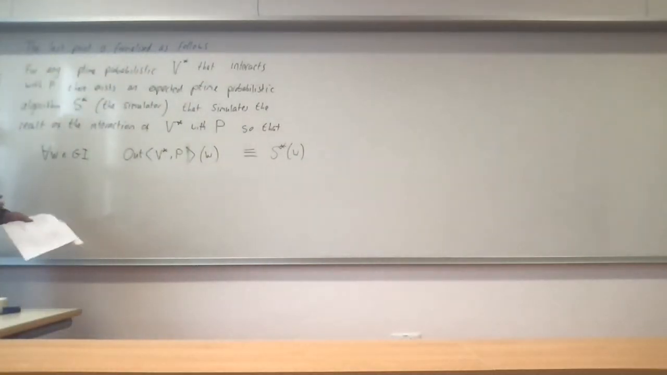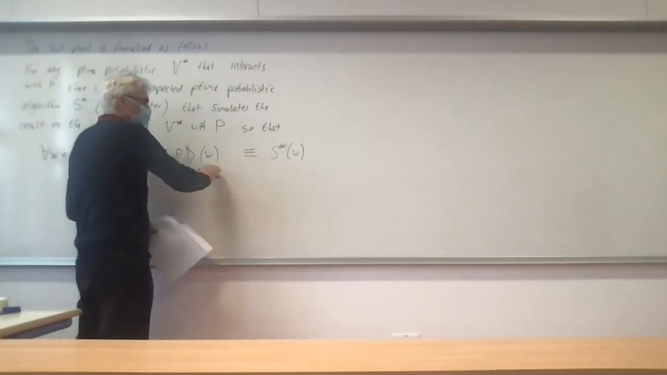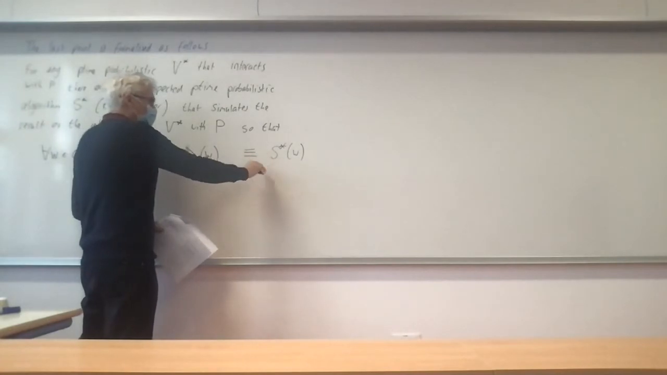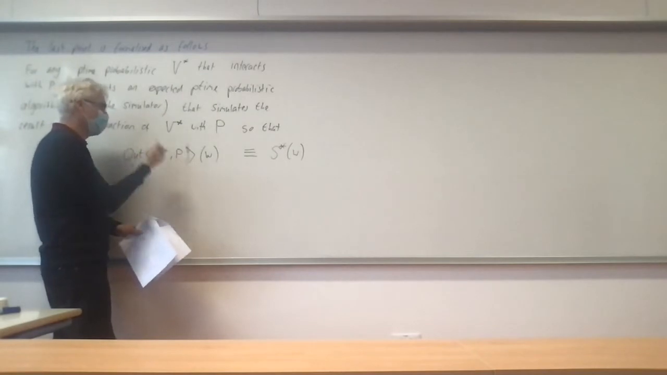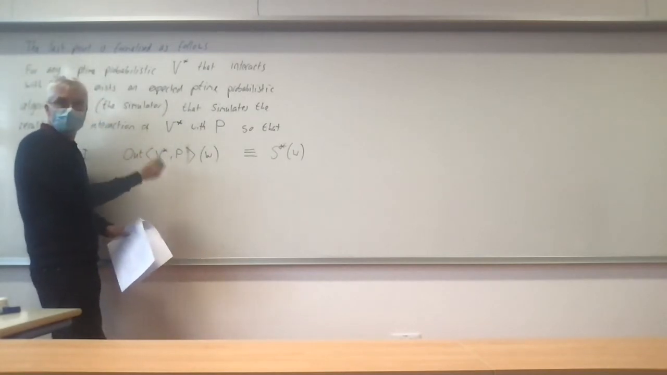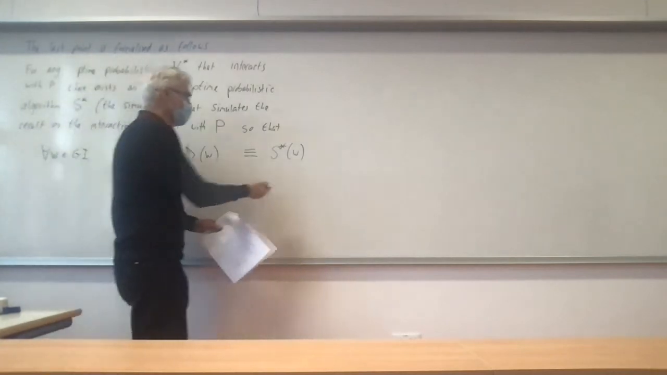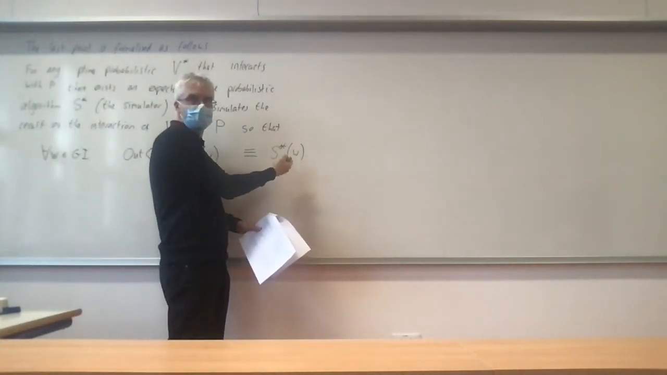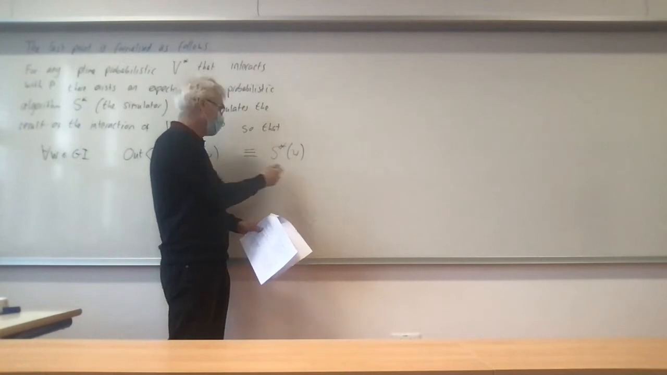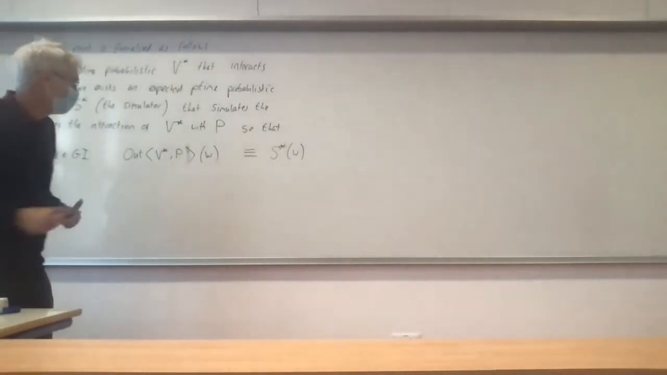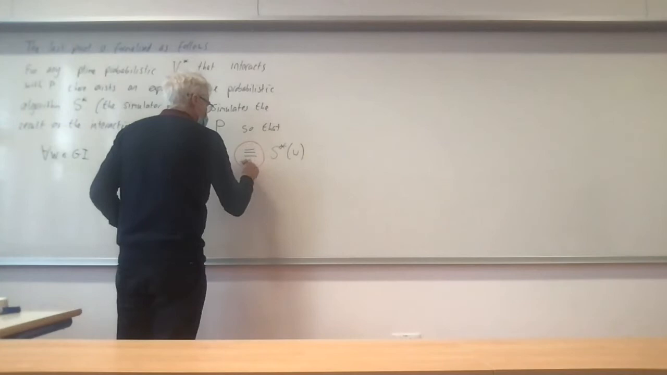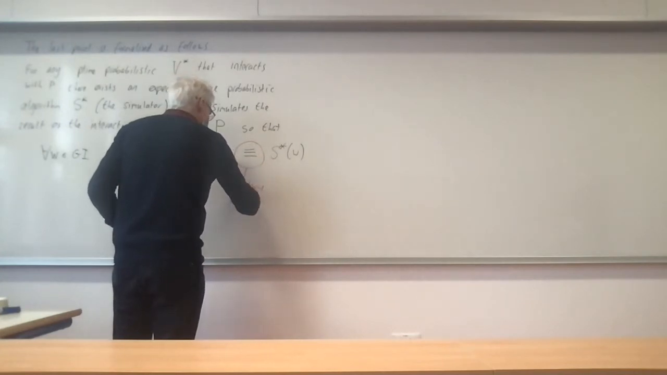And what we ask is that these are indistinguishable, which for the moment is going to mean that, so this is a probabilistic algorithm, so there's some probability distribution here over accept and reject. And again, this is a probabilistic algorithm, there's some probability distribution over accept and reject. And what this equivalence means is that it's the same probability distribution.